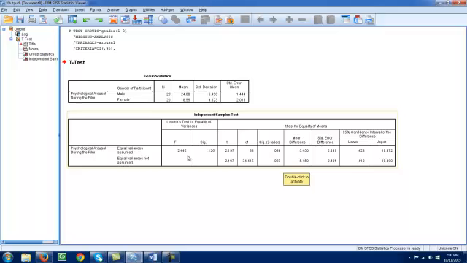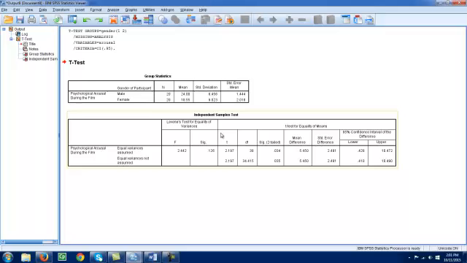Okay, so we know that they are different because our p-value is less than 0.05. We know that males scored higher. How different are these groups though? So remember, a p-value only says yes or no, they are different. Effect size is what's going to tell us how different they are.